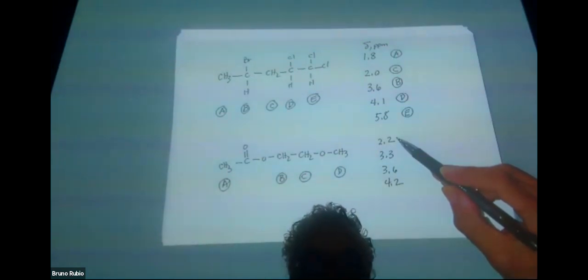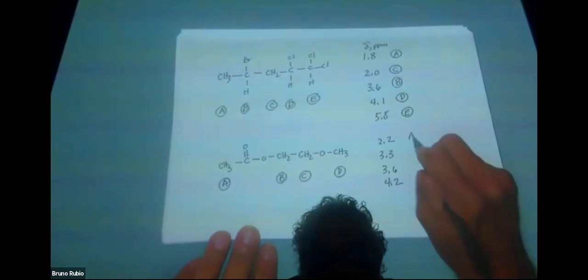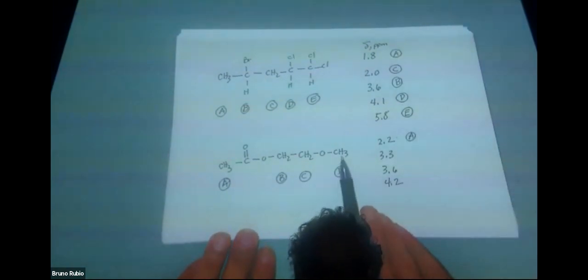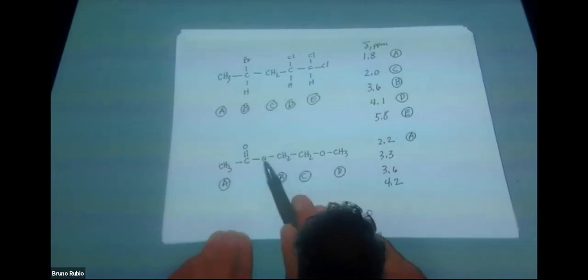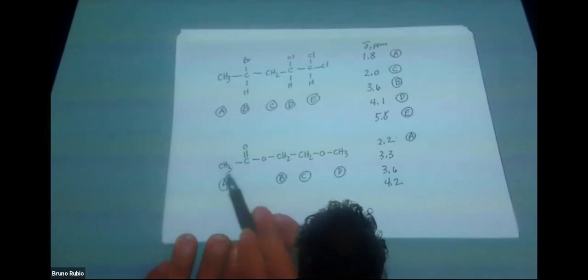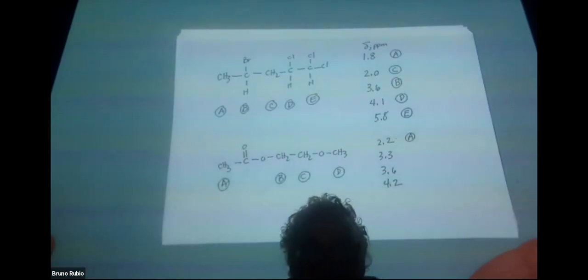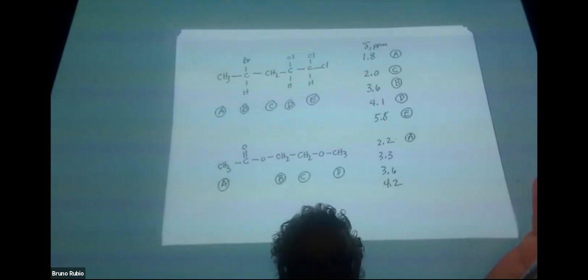Which one is the 2.2? The 2.2 is going to be A, because see, the D protons are 2 bonds away from oxygen. The C protons are 2 bonds away from oxygen. The A protons are 3 bonds away from oxygen. So I hope it makes sense that the A protons would be the most upfield.